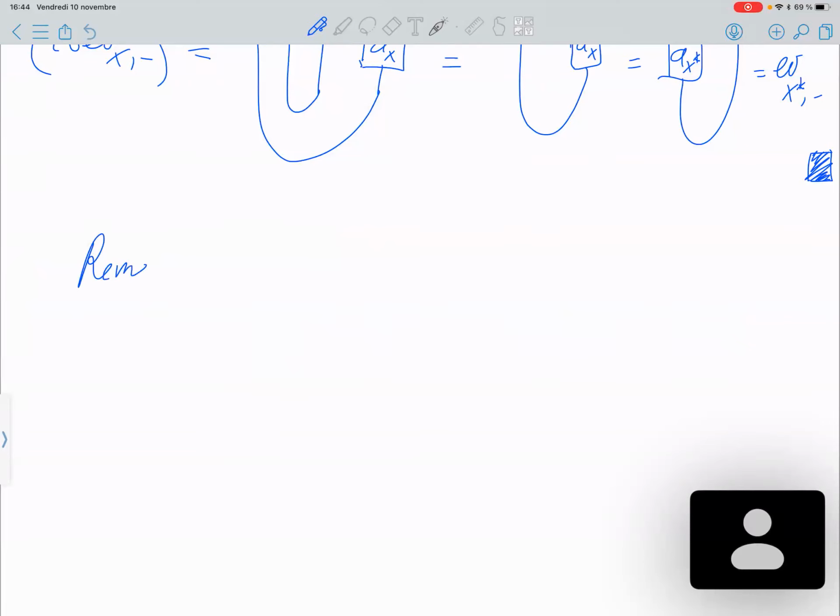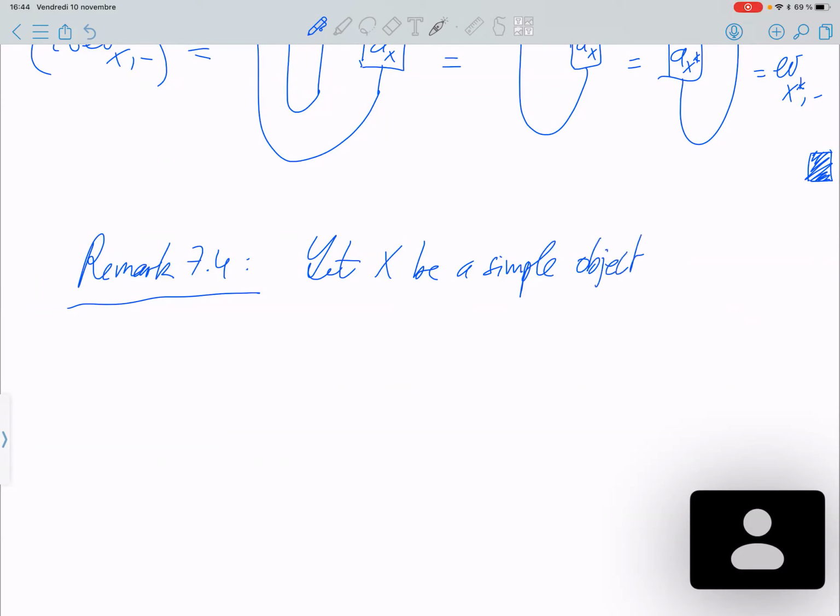So remark. And if I am not mistaken, this remark will be used later, I'm not sure. So let X be, so in the simple case, let X be a simple object in a pivotal fusion category.